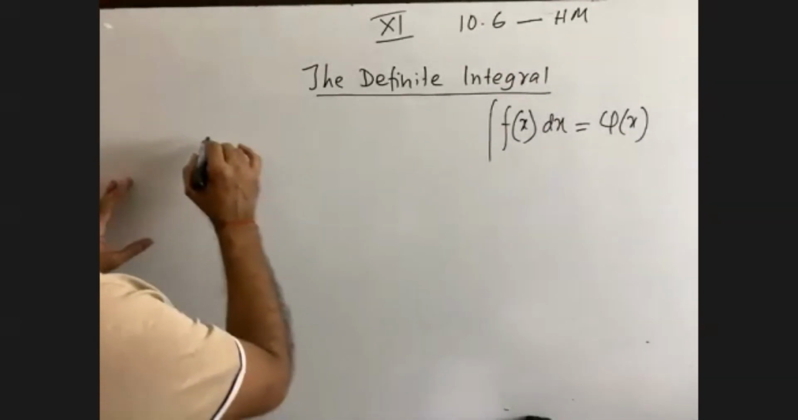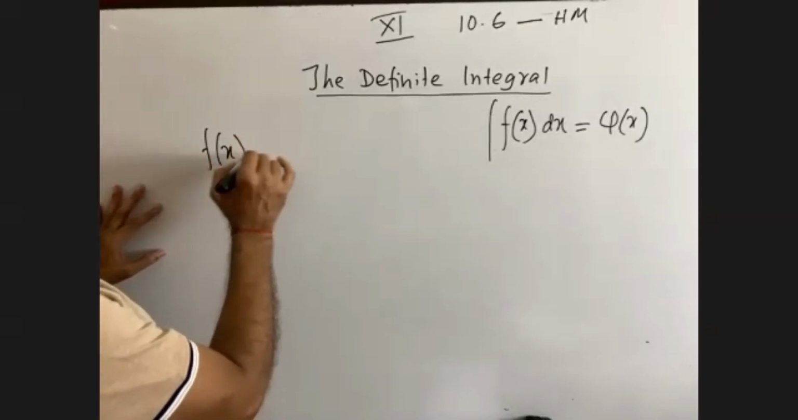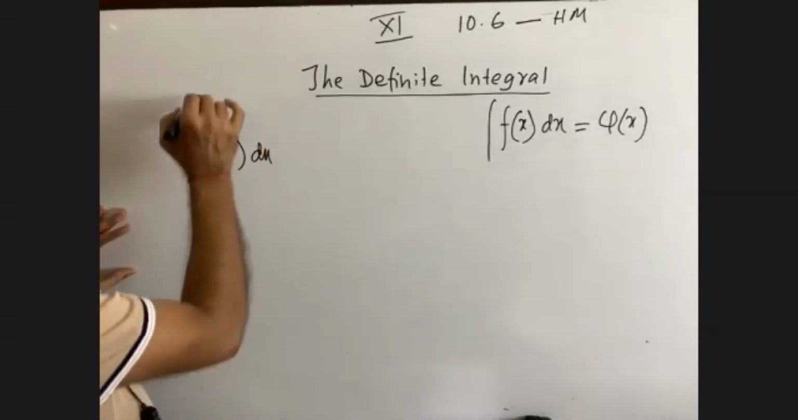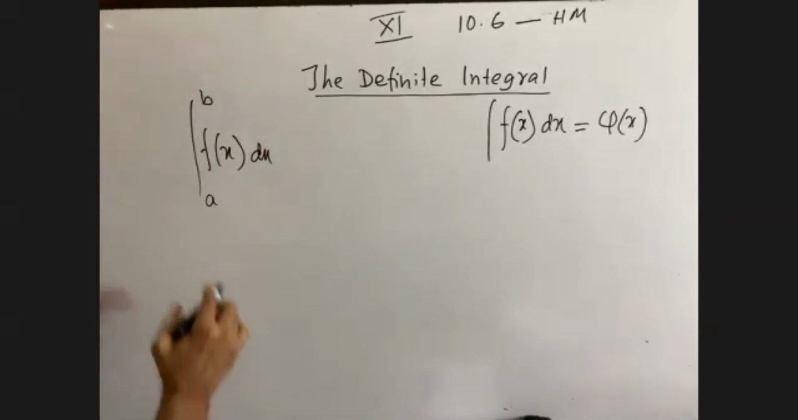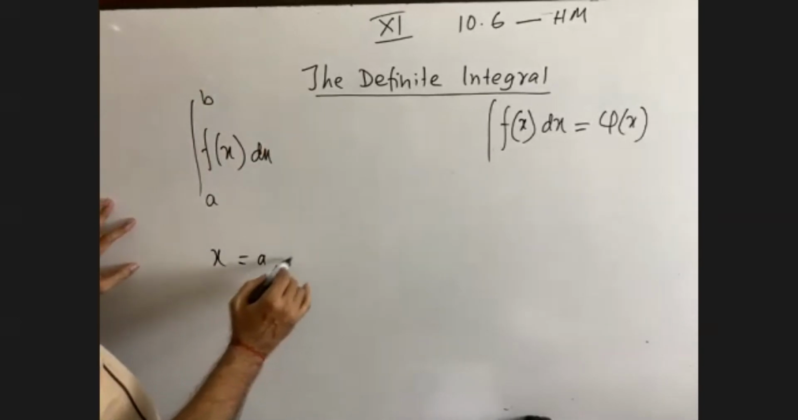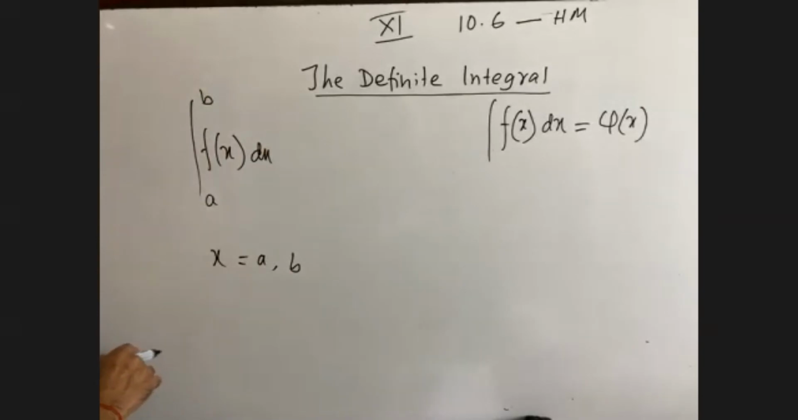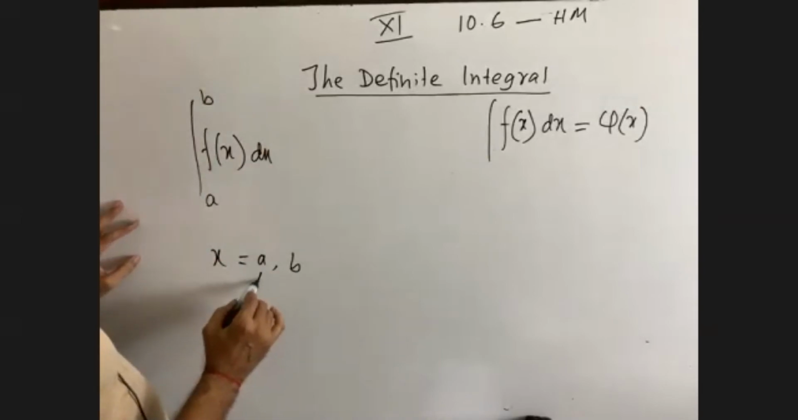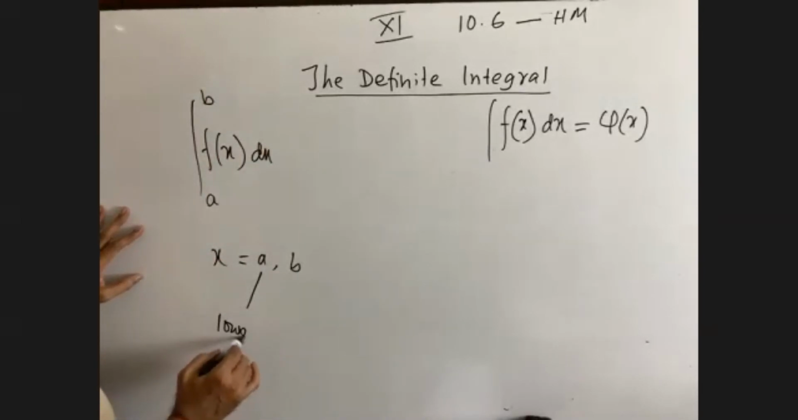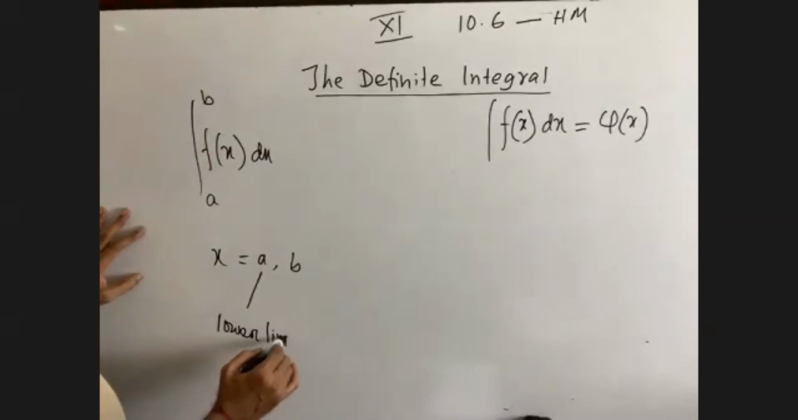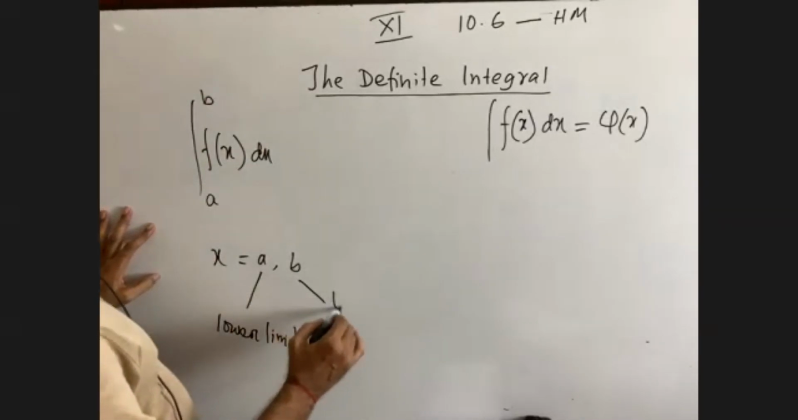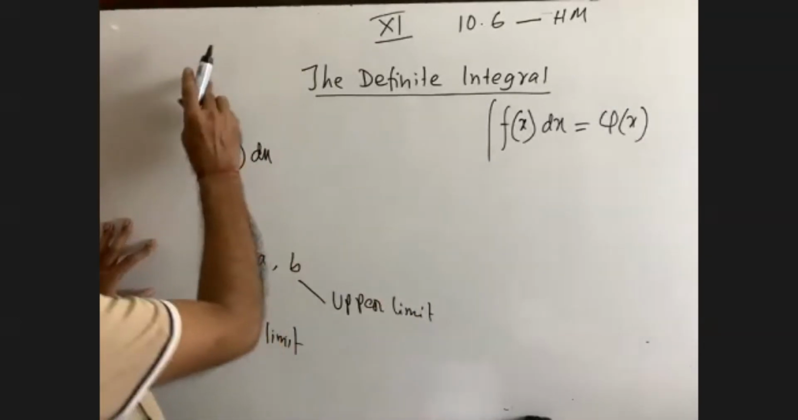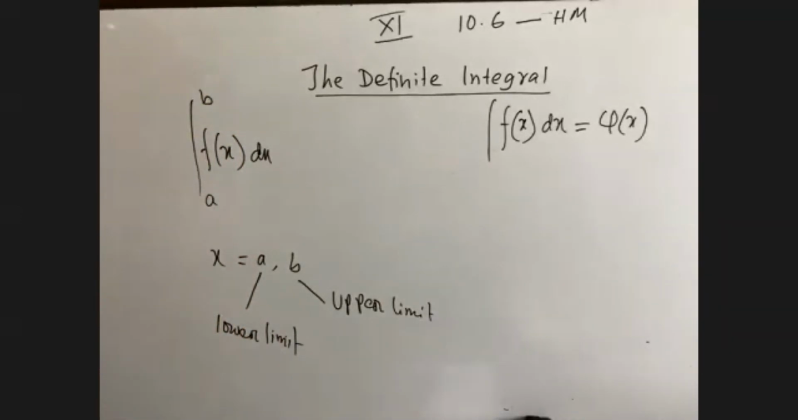You see, the integral of f x dx, from a to b. What is a and what is b? Here, we have taken two values of x, a and b. Please try to understand. Here, a is called the lower limit, and b is called the upper limit. Please try to understand upper limit. You see, it is in the upper position, and it is in the lower position. So we can write it.